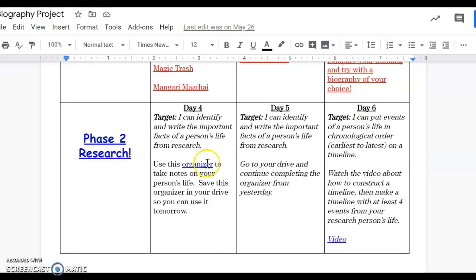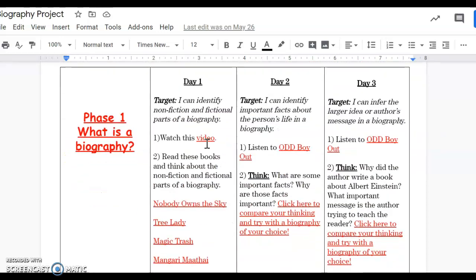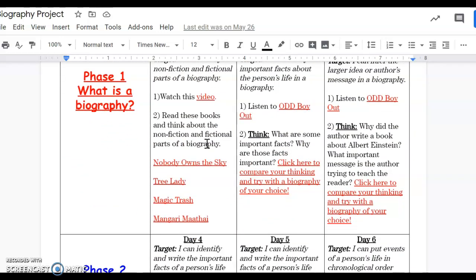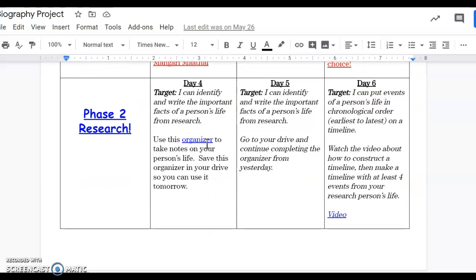The next phase is research. So now that you've learned about what a biography is, you're going to use those biographies to research and learn about a person. So you're going to start an organizer on day 4. You're going to learn and write about the important facts, just like you learned in week 1. Day 5, the important facts, again, in your organizer. So you have 2 days to do this organizer.